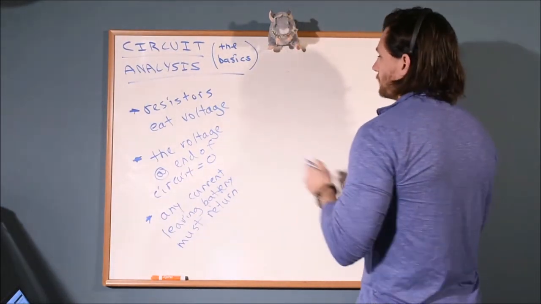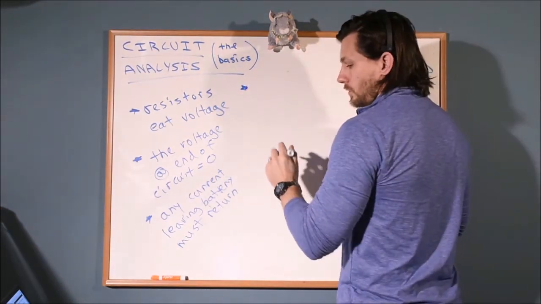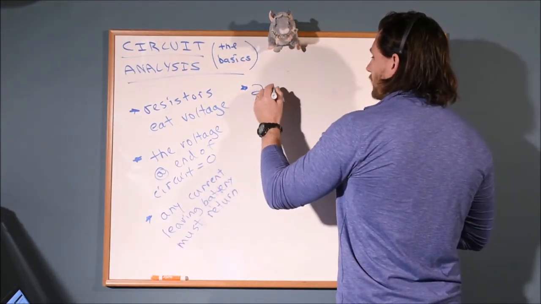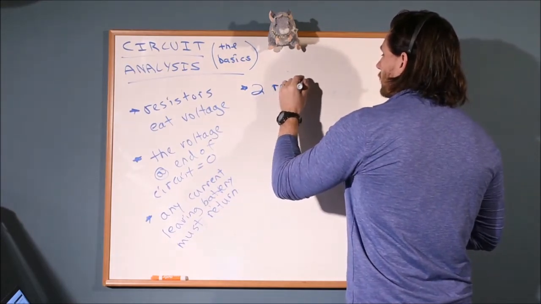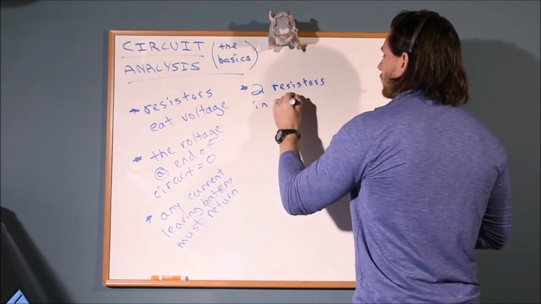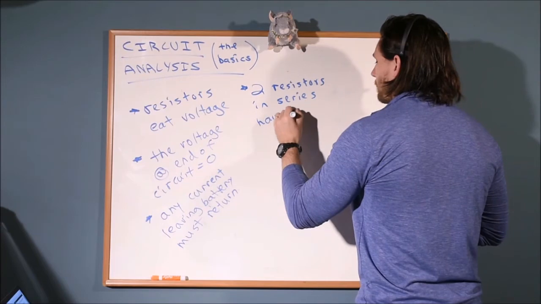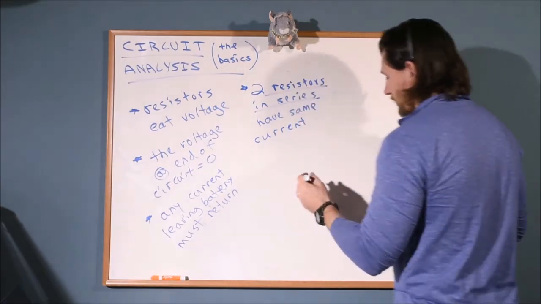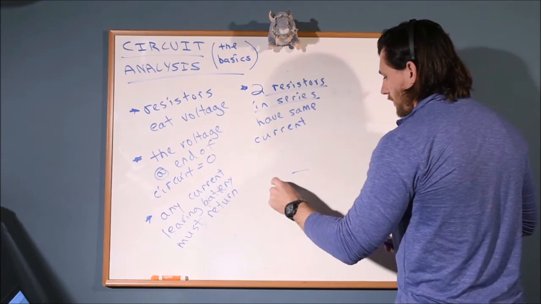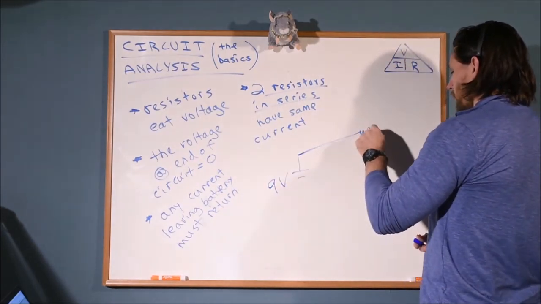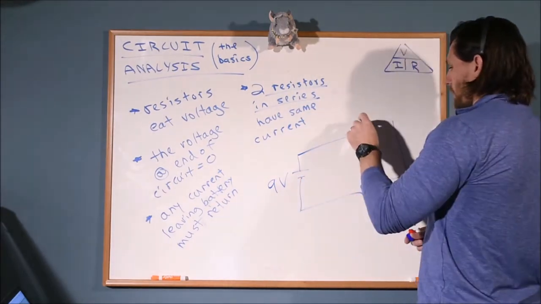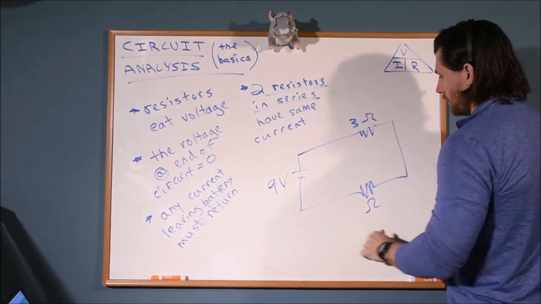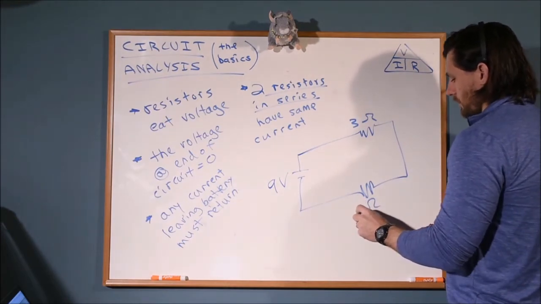Now let's step it up and add one more rule. Two resistors, I'm working off my list here. Two resistors in series have the same current. Okay, so let's draw this thing. We'll do a 9-volt battery again. Let's say we have a 3-ohm and a, I don't know, 4-ohm resistor. Actually, we're going to make the math a little easier. Let's make it a 6-ohm resistor.